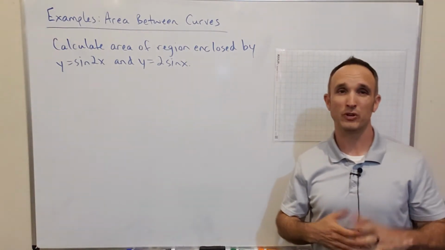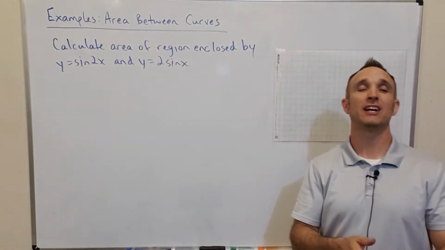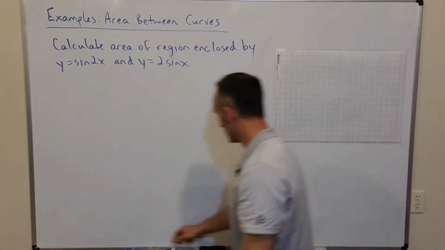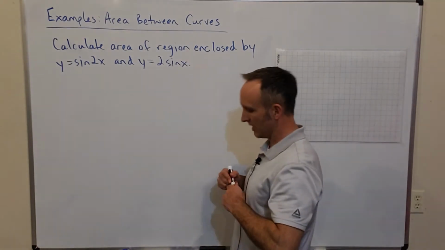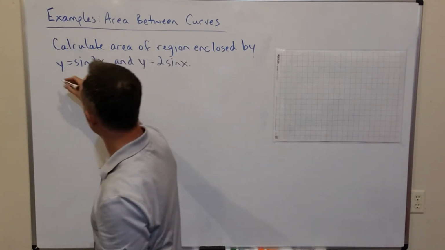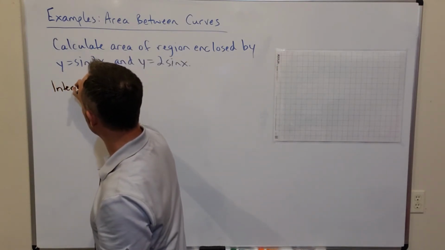We'll also see a trig identity that you may have forgotten. We'll also see how to solve a trig equation. So lots of good stuff in this example. So the first thing, like anything else, before we start graphing, it might be good to find the intersection of these two curves. Luckily, they're already solved for y.